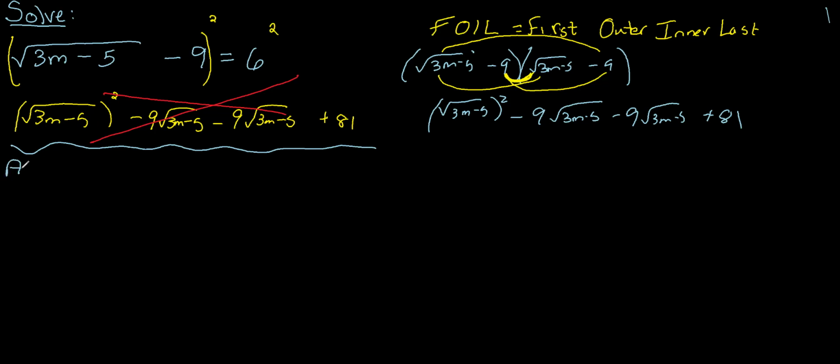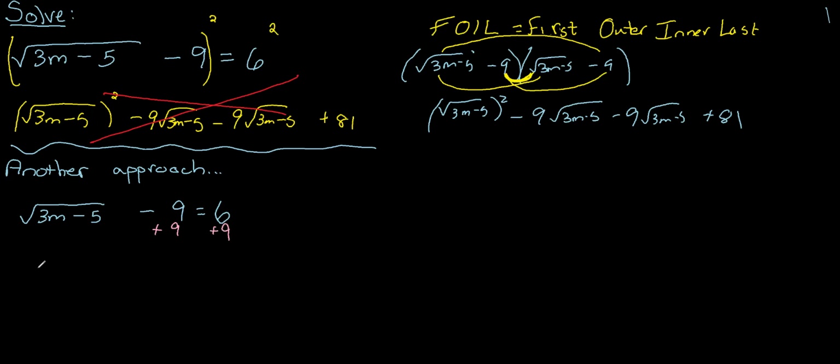So I'll write here another approach. So the other approach, and I'll copy down the problem here. We had the square root of 3m minus 5, minus 9 equals 6. What we want to do is move that 9 over to the other side first. So if I add 9 to both sides, that's going to be really lovely because now on the left-hand side, I just have the square root of 3m minus 5, and then the 9s go away. And on the right-hand side, I have 15.